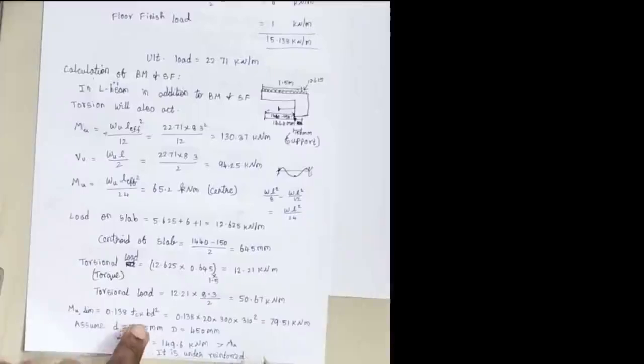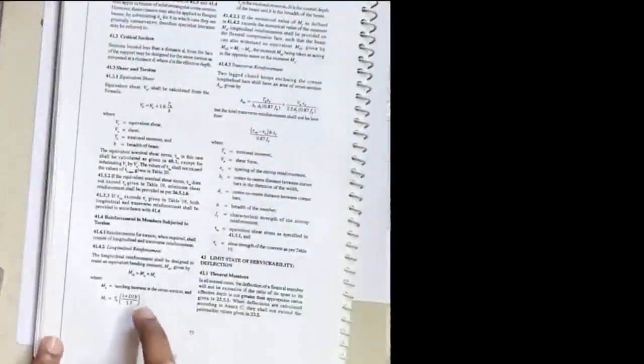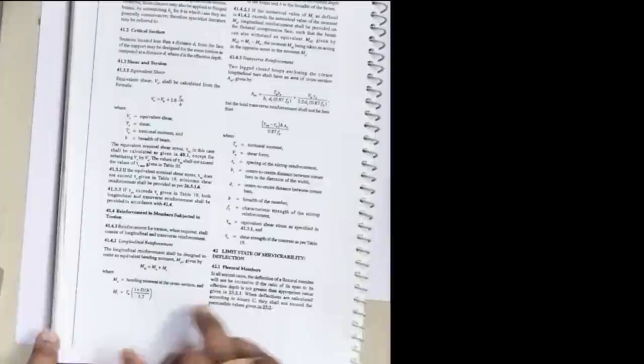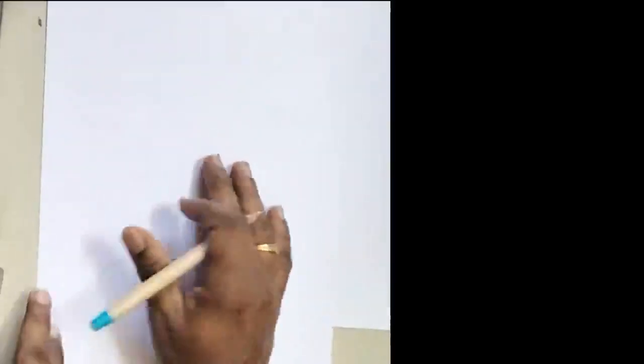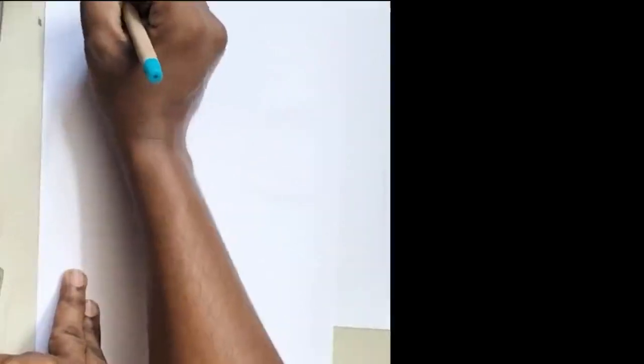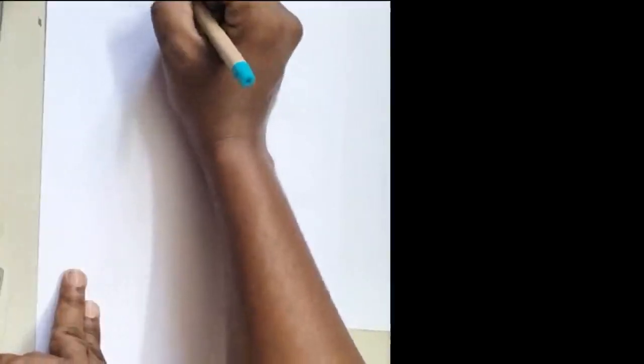And since the twisting is there, we need to design for the torsion also. So the next step is to design for the torsion. In order to calculate the torsion, first we need to calculate the equivalent moment as given in our code book, page number 75. The equivalent moment is ME equal to MU plus MT. MU we have got from the load, and MT we need to calculate using the formula.